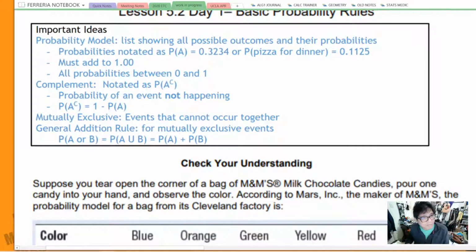All the probabilities have to add up to 1. We talked about that, of course, because that means 100%. And then all probabilities have to be a number between 0 and 1. We did this thing about the complement. We notate the complement with P of the event with a superscript C, and it tells you the probability of an event not happening. So when you see probability of A complement, that's the probability that A doesn't happen, and that's 1 minus the probability that A does happen.